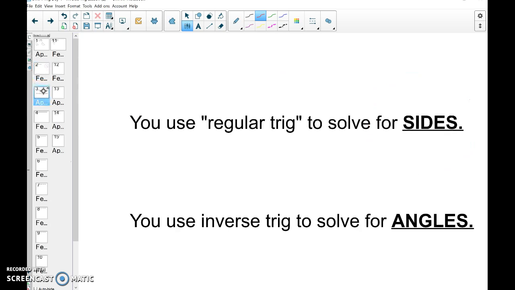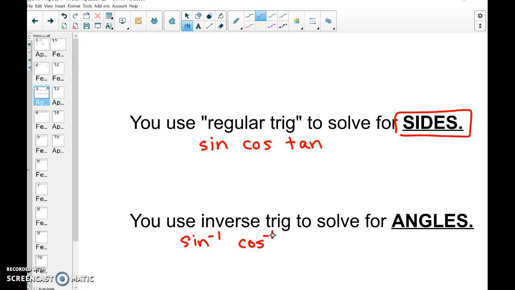So before, anytime we used sine, cosine, or tangent, that's what those are abbreviations for, we were always solving for sides. Well, now we're going to introduce inverse. They look like this. They have a little -1 there. Please do not say sin -1 or cos -1. You sound silly when you say it like that. Say it the way it's supposed to.